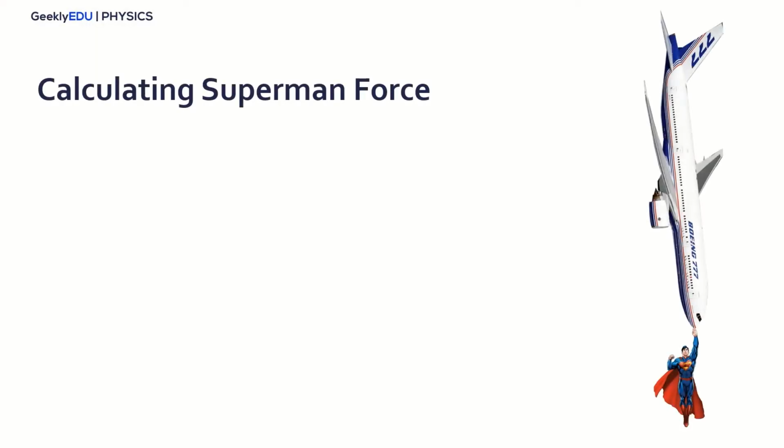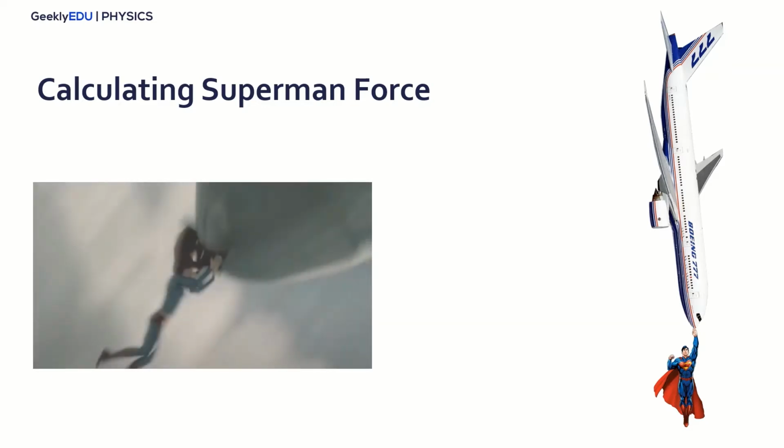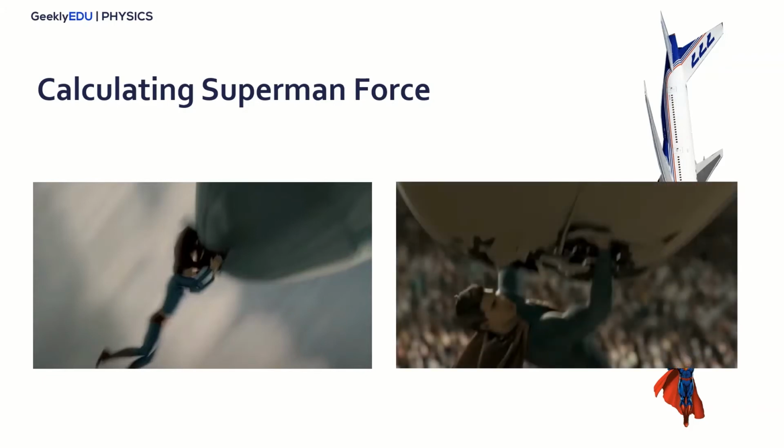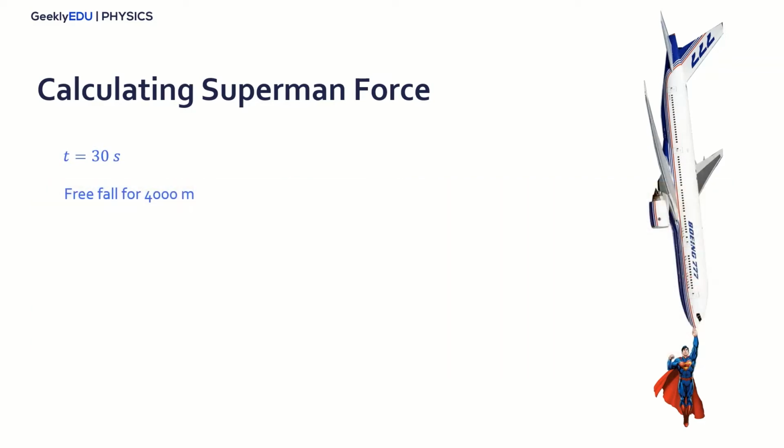Well, first we need to know the time it took for Superman to stop the plane. If you take this first frame where he touches the nose of the airplane and this last one where the airplane finally stopped, it took 30 seconds for it to happen. Now I'm also going to assume that the airplane is in free fall for 4,000 meters, let's say. So his velocity at that point would be 280 meters per second, okay? That's the velocity where Superman touches the airplane.